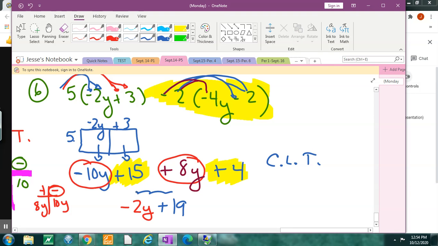So what do I do with negative 2y? Do I add them? No, you leave it like that because they're not like terms. Correct. Just leave it like that. Very, very good.